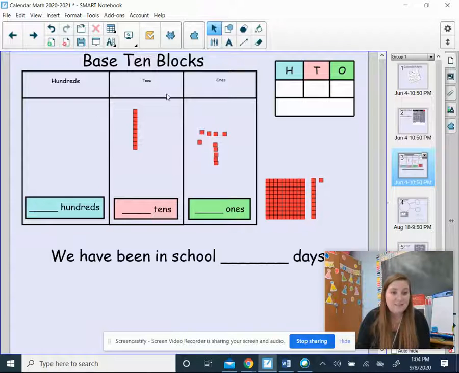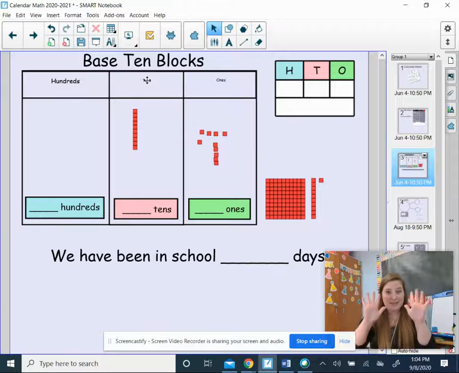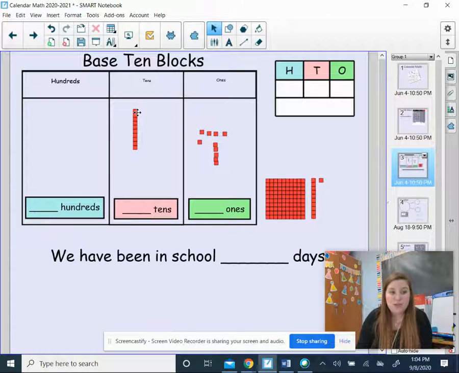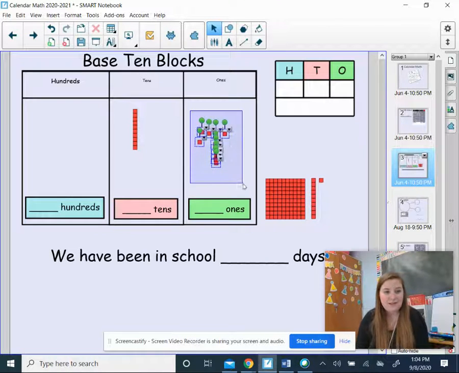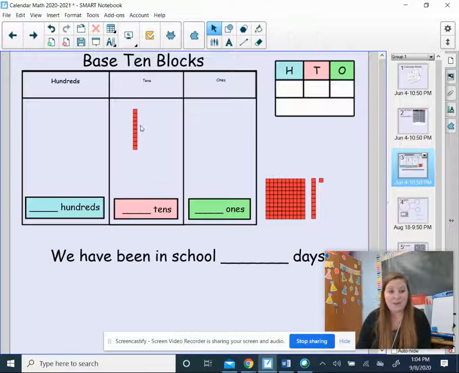So once again, this is called a 10, and it represents the number 10. When I see it, I don't have to count each one individually. I just know that's 10. So I'm going to take away these ones. We don't need them anymore because we have our very first group of 10.